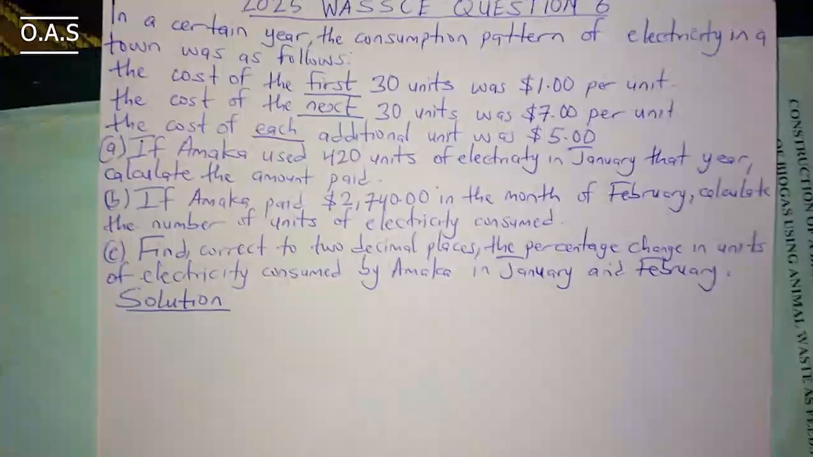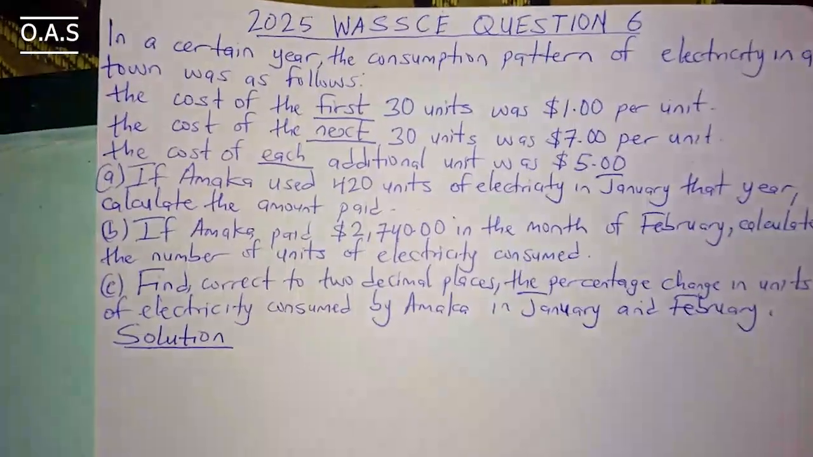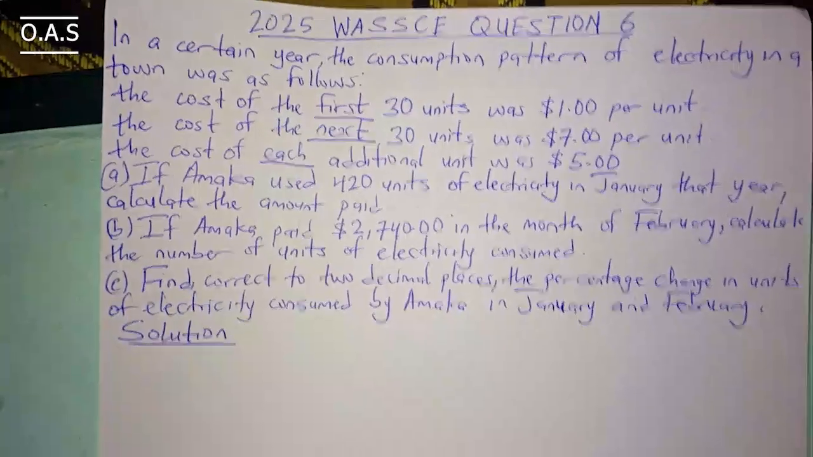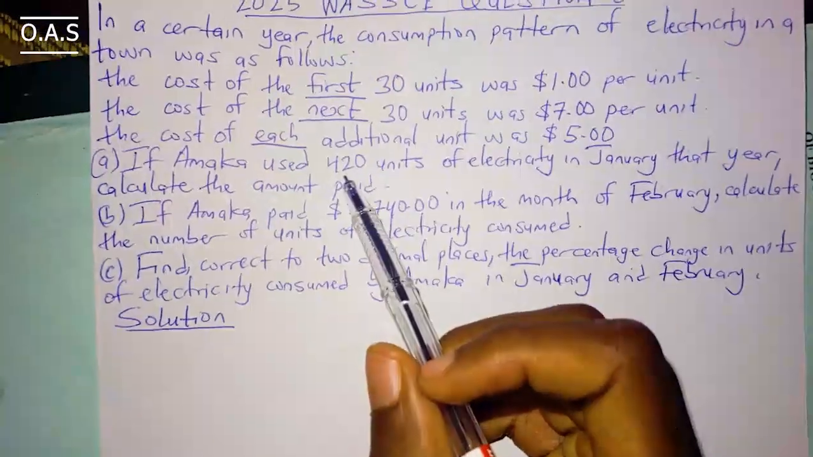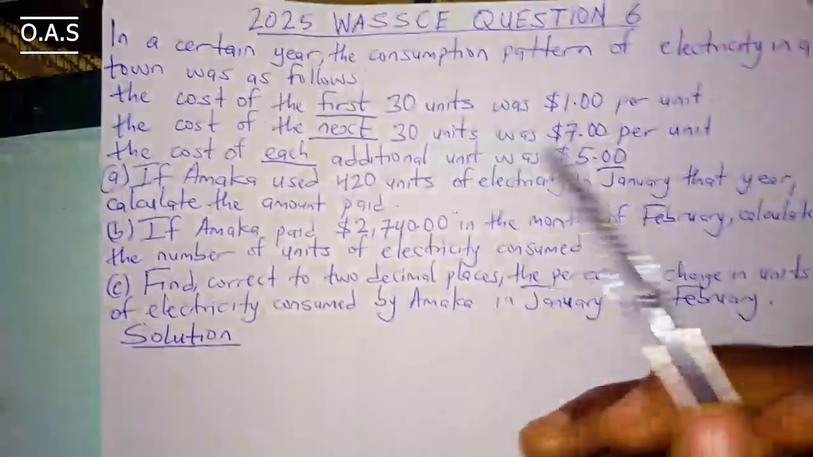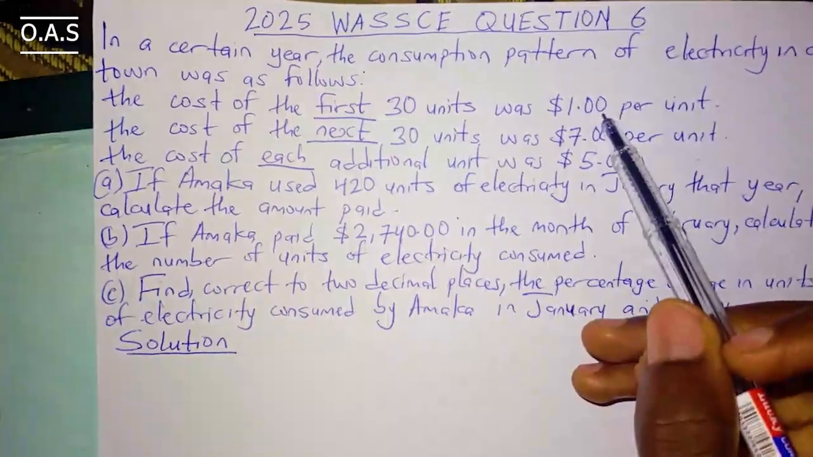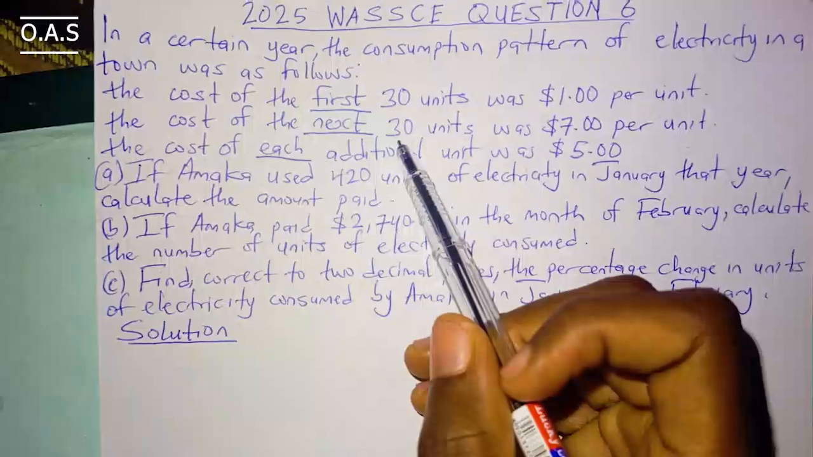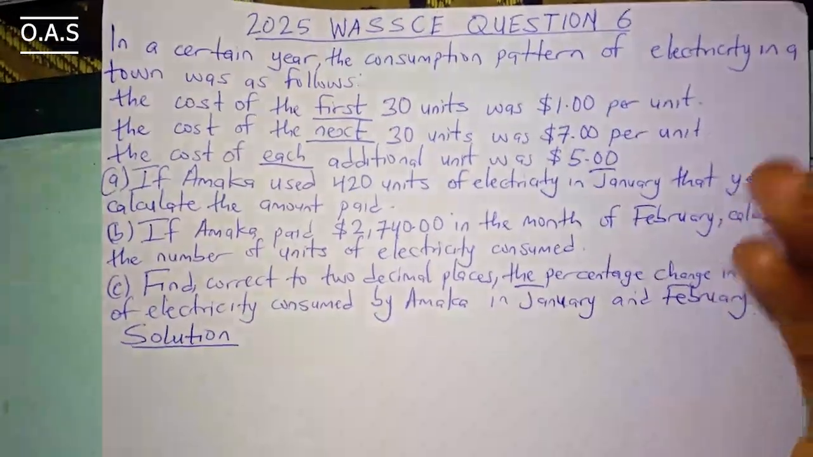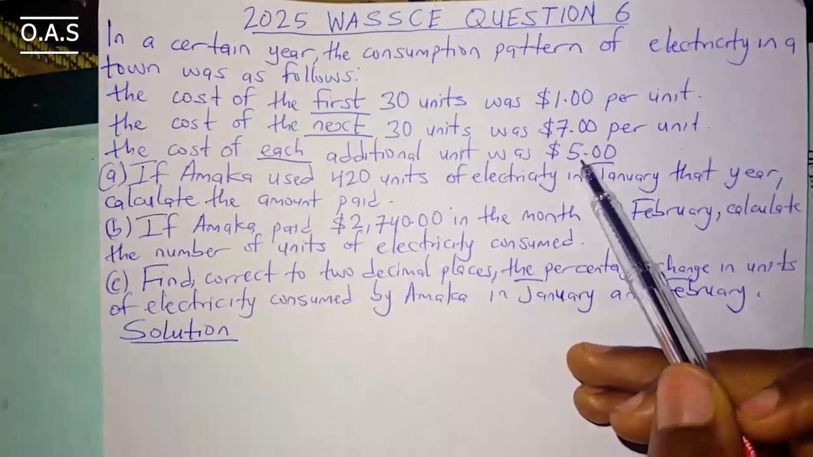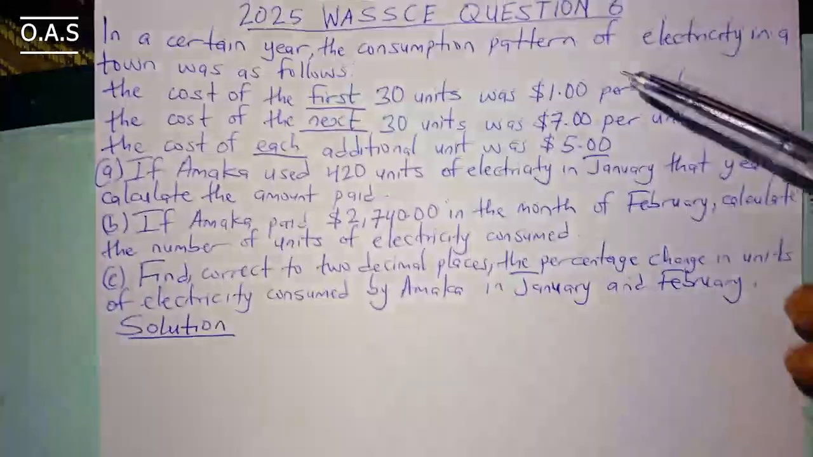Now this question does not require you to use any formula. It's just you getting the interpretation and going ahead with the solution. Amaka used 420 units, but no matter the number of units you use each month, the first 30 units will be charged at $1 for each unit. Then the next 30 will be $7 per unit. Then subsequent units will be charged at $5 per unit. So it doesn't matter the number of units you use. This is going to be the pattern.